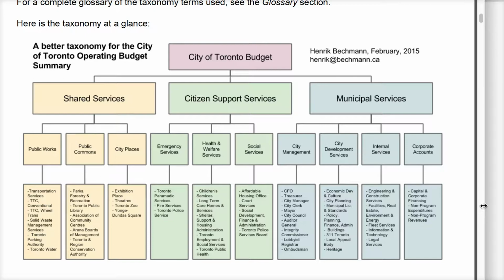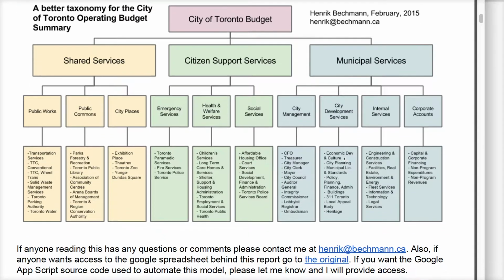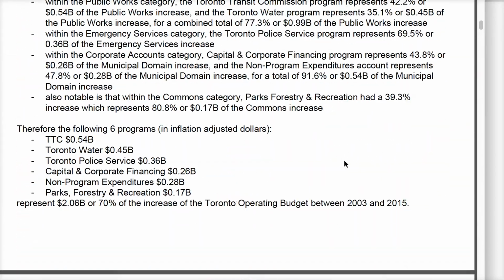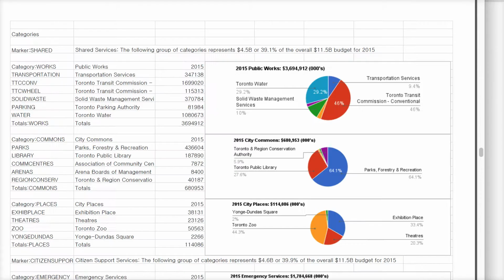But anyway, you've got these category details that get rolled up into categories that make quite a lot of sense if you look at this: public works, public commons, city places for shared services; emergency services, health and welfare services, social services for citizen support services; and then city management, city development, internal services, and corporate accounts for municipal services. So that actually worked out surprisingly cleanly, and I think it makes some sense. We'll get back to some of the analysis later. So let's move to, in fact, page 25, as I suggested.